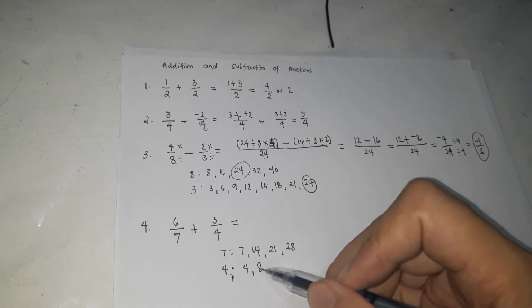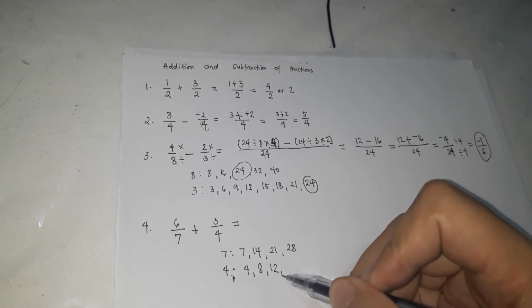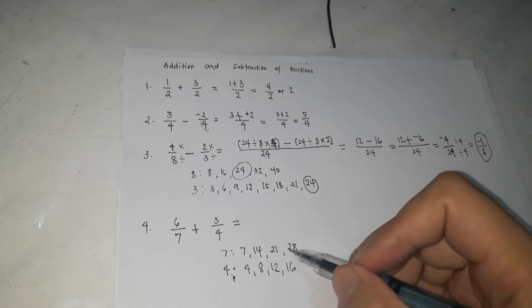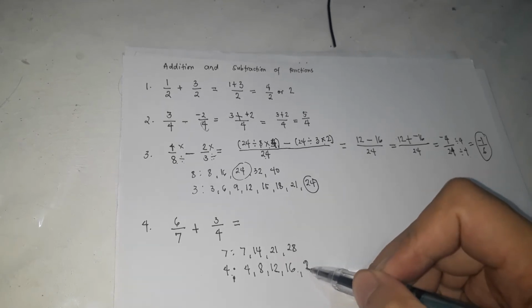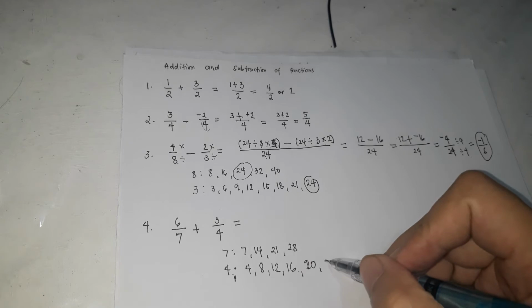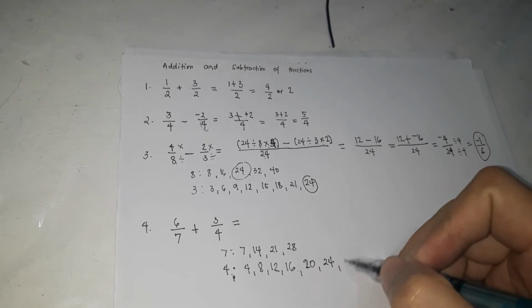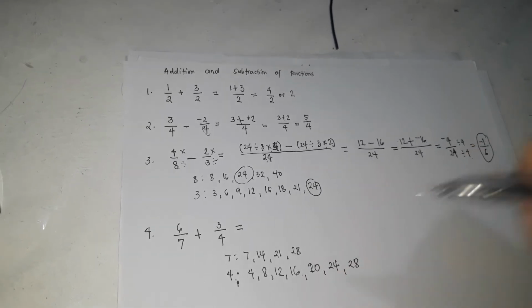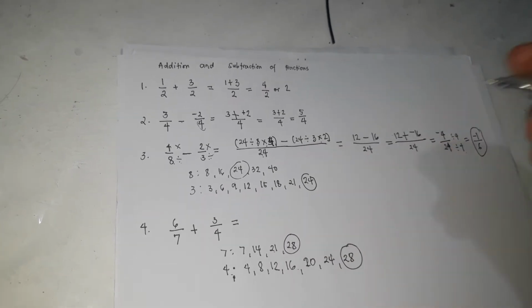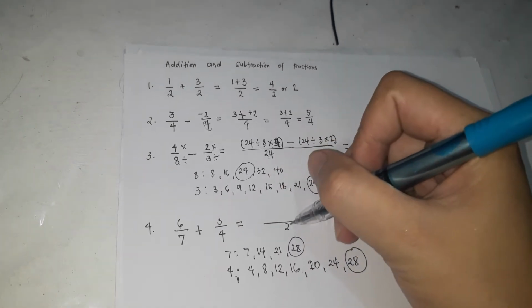4, 8, there's none. 12, there's none. 16, there's none. 20, there's none. 24, there's none. 28, there is. So 28, the LCM is 28.